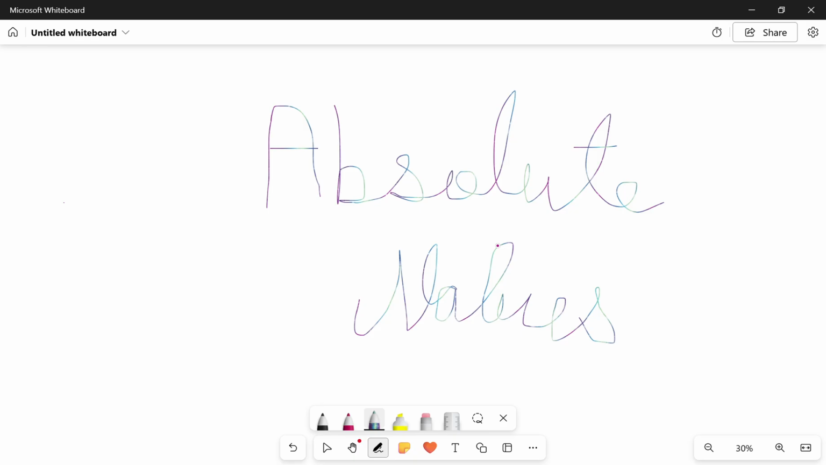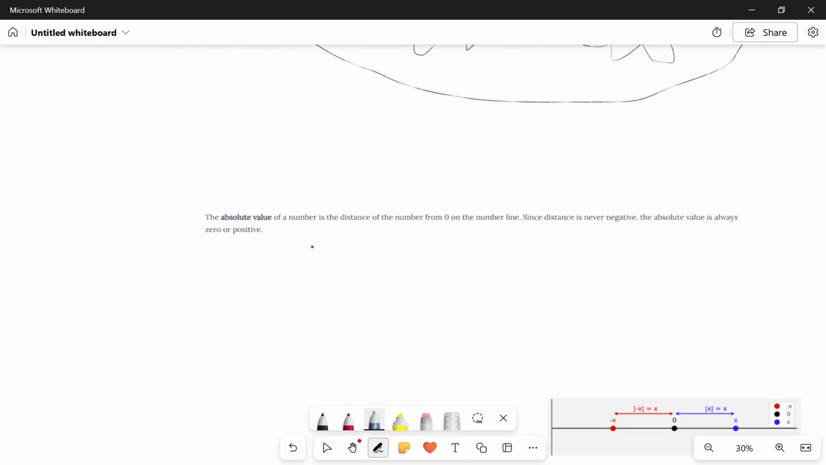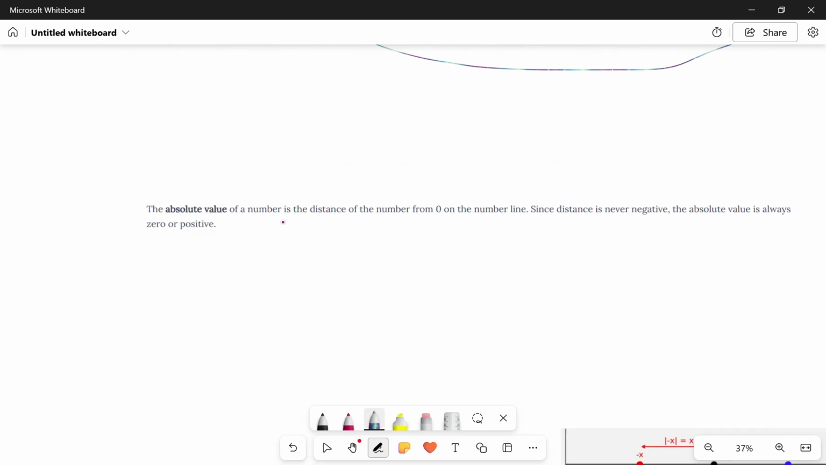So this is our second topic in number system and algebra, and we'll be looking at absolute values today. So what are absolute values? Well, the absolute value of a number is the distance of the number from 0 on the number line. Since the distance can never be negative, the absolute value is always 0 or positive.